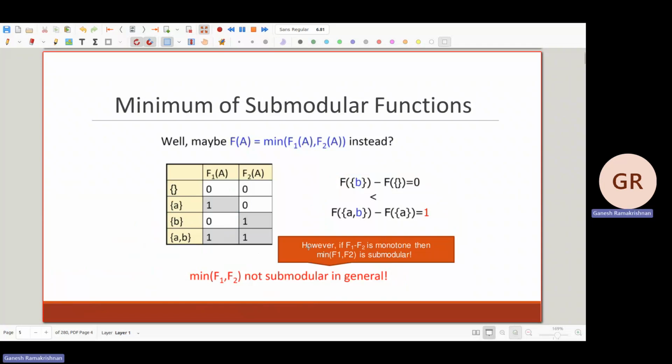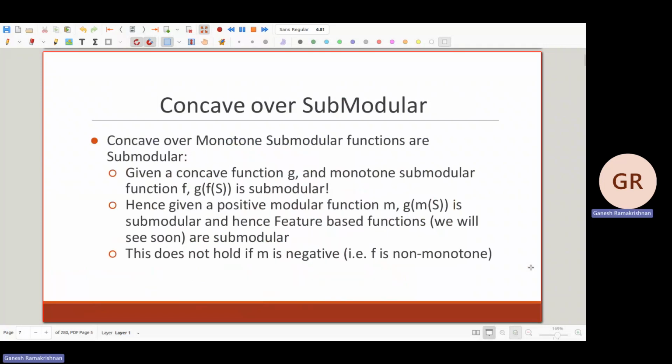However, if F1 minus F2 is monotone, then min is submodular. So that turns out to be an interesting condition. Or F2 minus F1, by symmetry. So concave over submodular, that's a very interesting class. Or concave over modular to begin with.